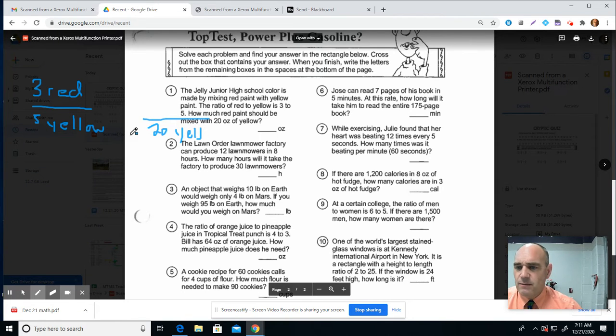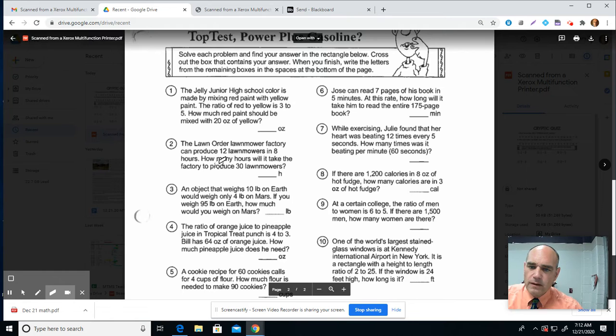And now I just need to let the math tell me what to do. To go from 5 to 20, I need to multiply by 4. So I'm going to multiply the bottom by 4, which gives me 20. So I multiply top by 4, which now gives me 12 red. So I know that I'm going to need 12 red for every 20 yellow. But we always start with making our true statement.